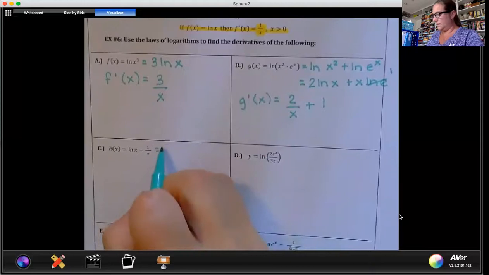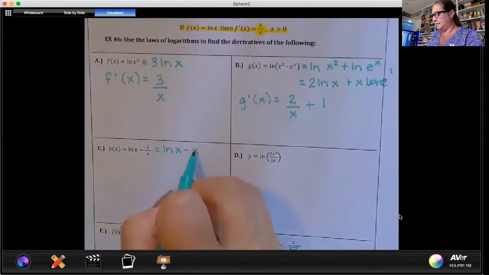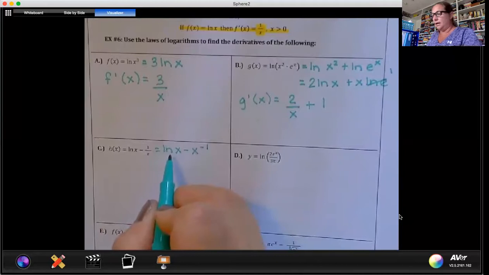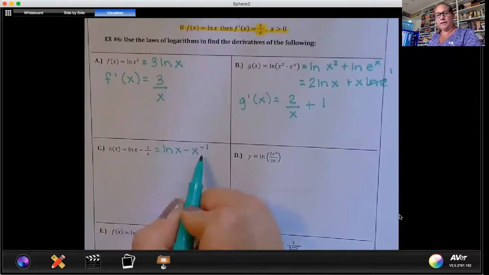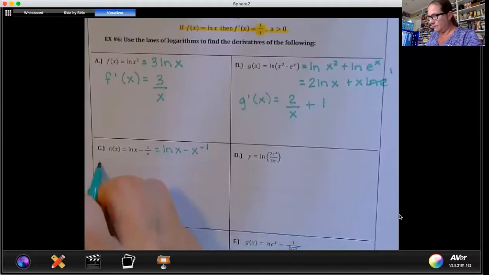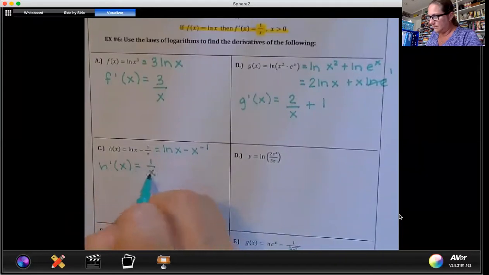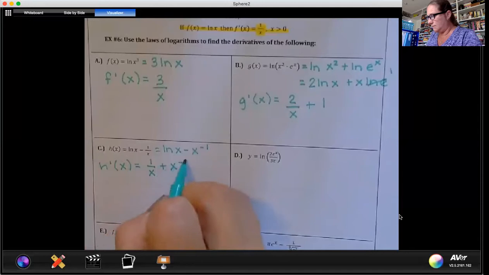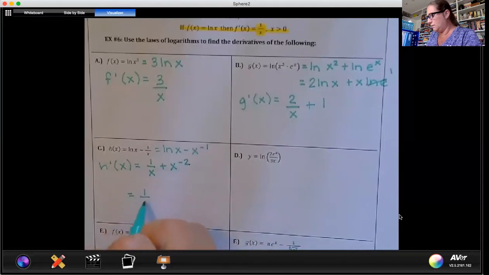Rewrite for c: ln x minus x to the negative 1. So you have a natural log function and a power rule here for your derivative. H prime of x equals 1 over x plus x to the negative 2, which is 1 over x plus 1 over x squared.